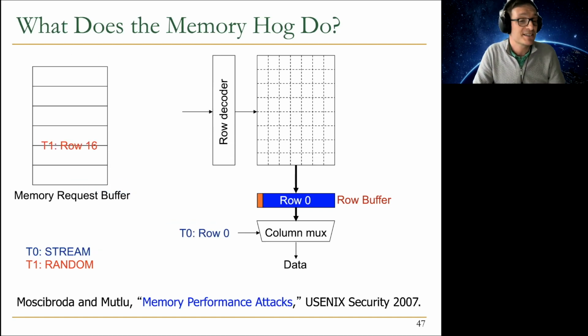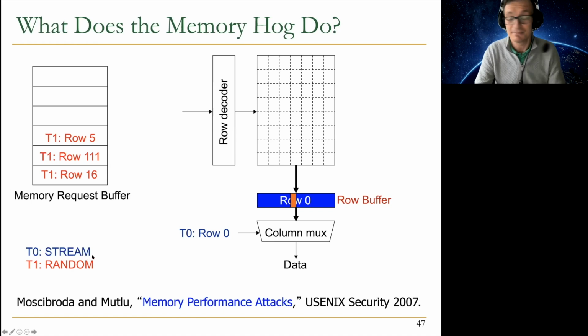Because stream is accessing row 0, and the memory controller is designed to prioritize accesses that hit in the row buffer, it is by nature going to prioritize all those accesses that keep hitting in row 0 at the expense of accesses that go to some other row. So implicitly, the memory controller is going to deprioritize T1, which is the random access over here.